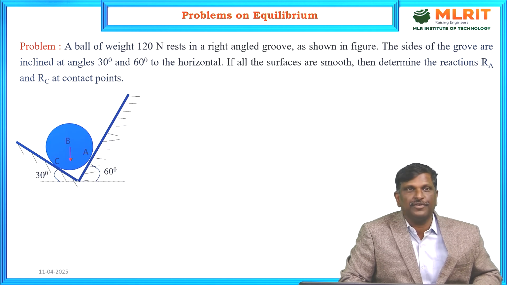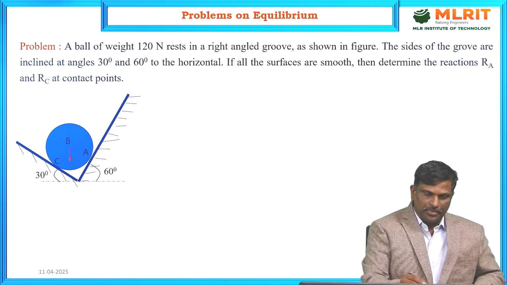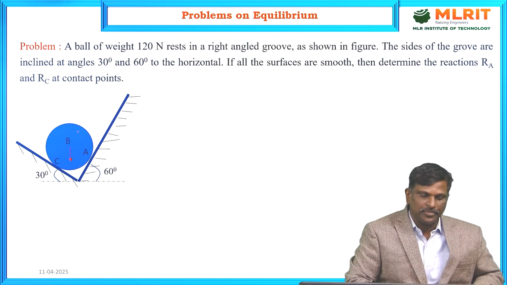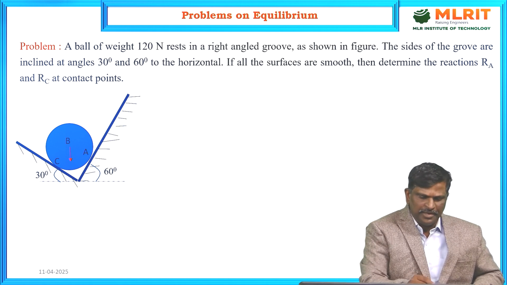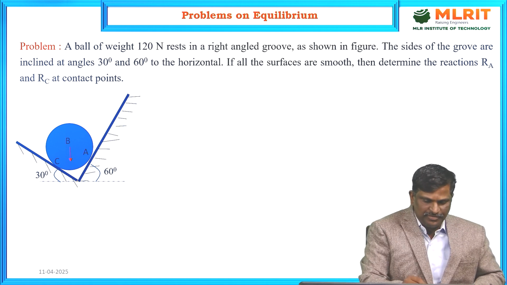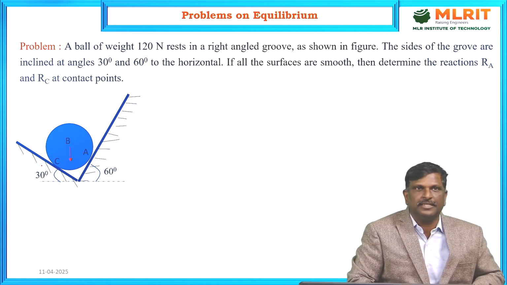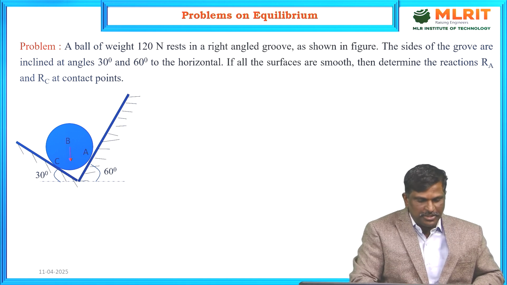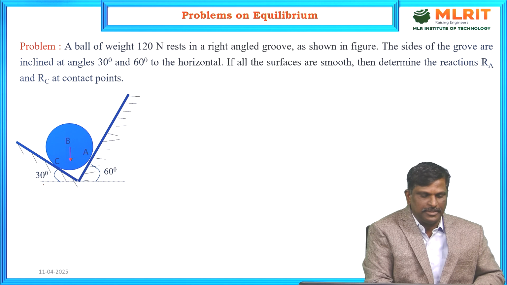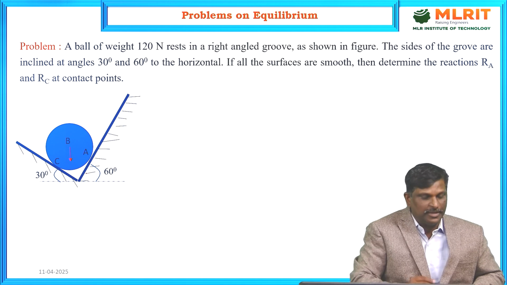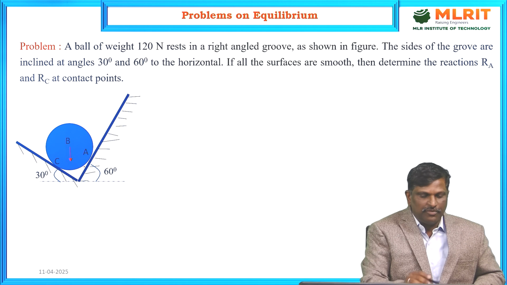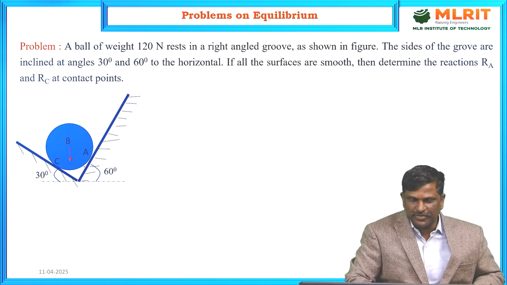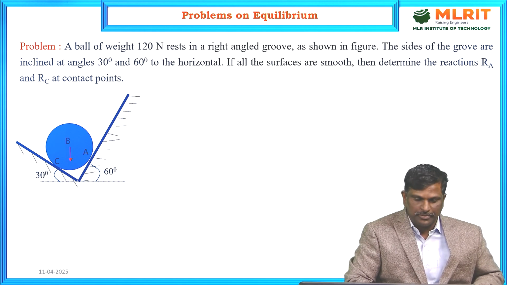So this is the given figure. A weight, or a ball, of 120 newtons is resting in a right angled groove. The angle between the two walls is 90 degrees. The walls are in such a way that one wall is making 30 degrees to the horizontal and another wall is making 60 degrees to the horizontal, so that the angle between the walls is 90 degrees. That's why it is called a right angled groove. The weight is given as 120 newtons.